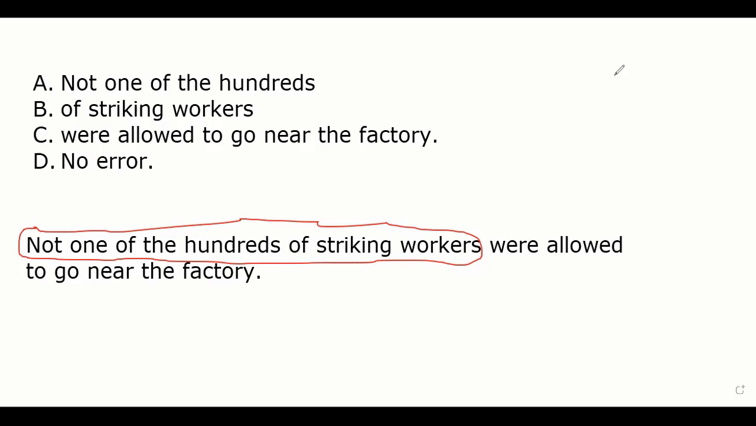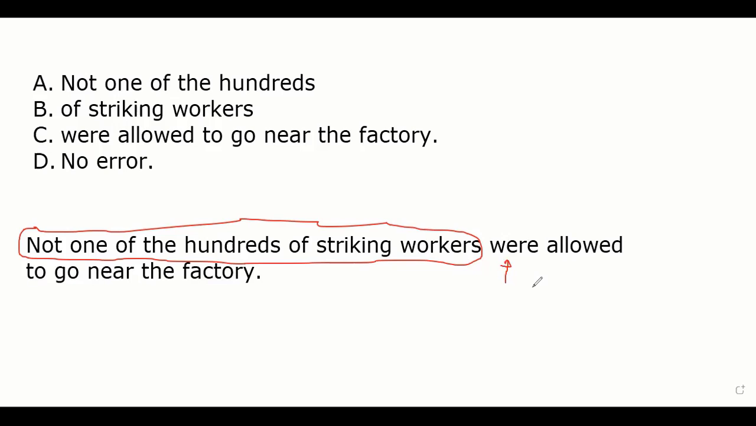Sorry, what was the error? Say again. Sir, it shouldn't be not one, it should be none. None of the hundreds of striking workers. Okay. So you are saying none of them. Yes, sir. So if you use none there, are you going to use were or was? If you use none instead of not one of the, are you going to use were or was? Think about it.